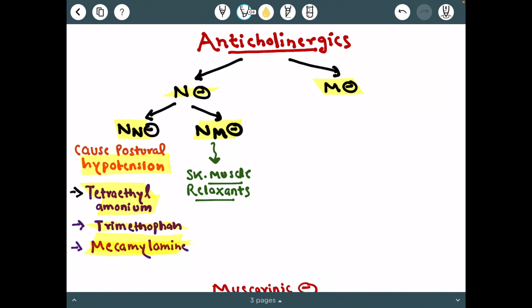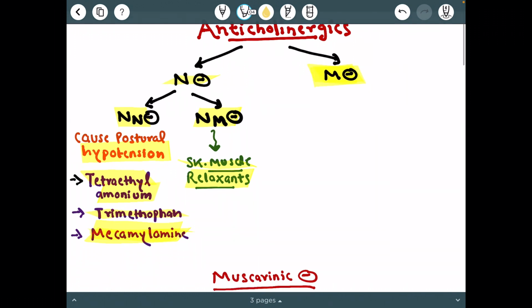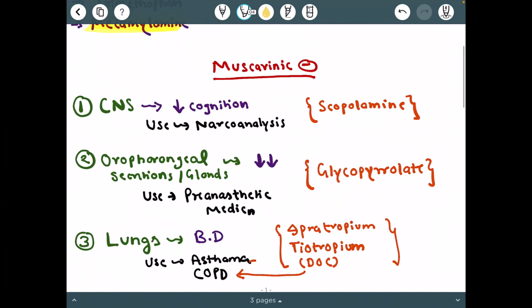Then what are the NM blockers? The NM blockers are skeletal muscle relaxants and we will discuss them in a separate video. I will definitely make a video about this. So today we are going to discuss the rest, the muscarinic receptors. Muscarinic receptors we will discuss organ wise. It will be very easy to remember, and let's see them.